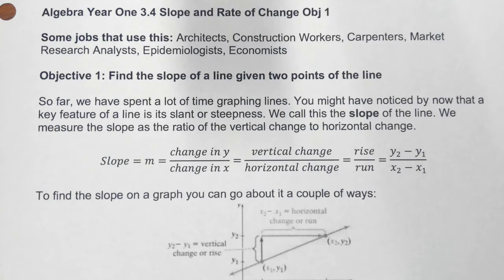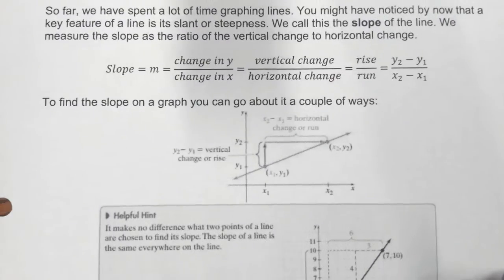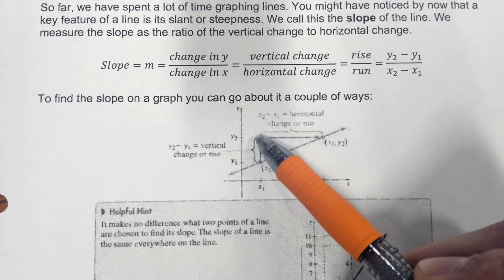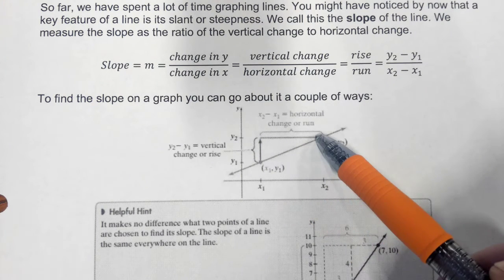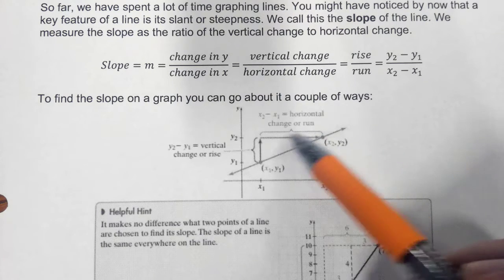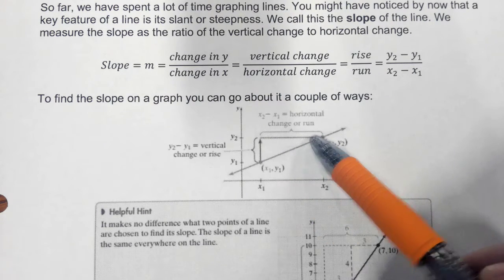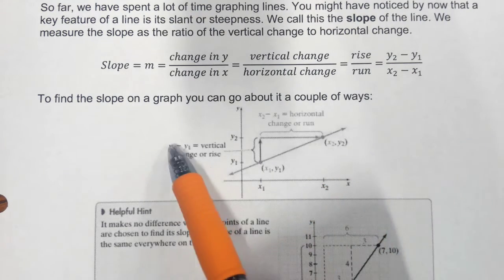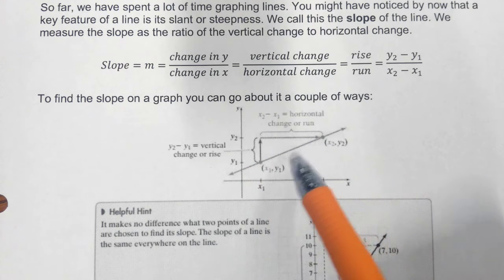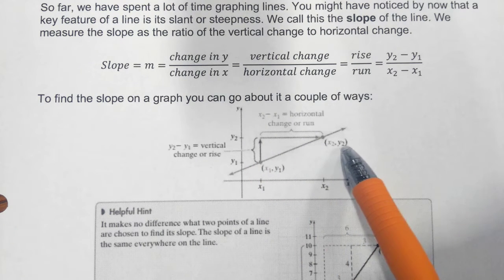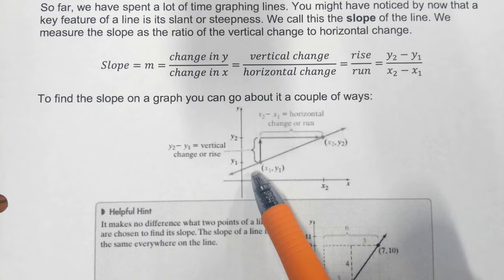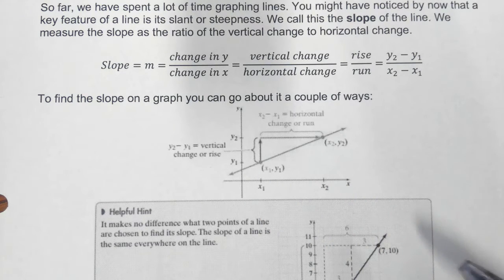So looking at a graph, you can go about it a couple of ways. You can count how much do you go up or down, and then how much do you go left or right. They say, so how much does it rise? How much does it run? Or what's the vertical change or what's the horizontal change? Or you can do the formula part. So if you write down the coordinates, you do y, the second one minus the first one over the second x minus the first x.